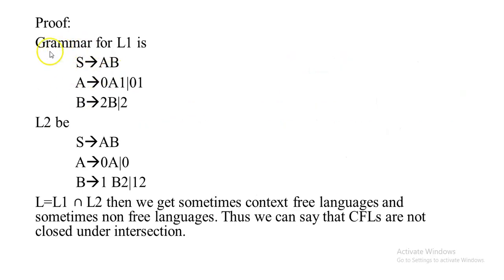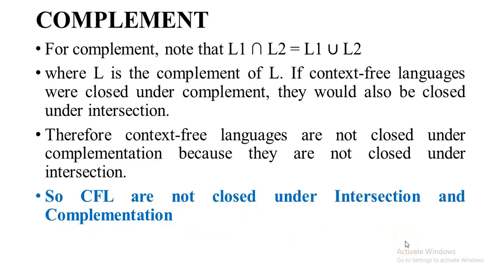Proof. We are proving that. For L1 we have a set of productions, and for L2 we have a set of productions. Then we take the intersection. Sometimes we get a context-free language and sometimes a non-context-free language. Thus we can say that CFLs, that is context-free languages, are not closed under intersection.